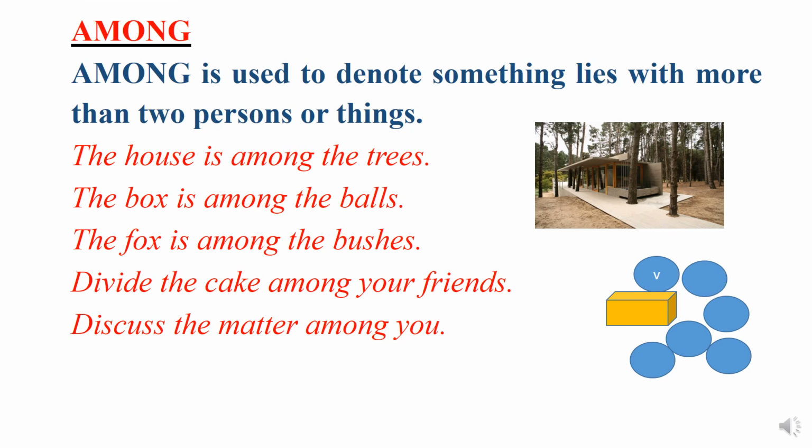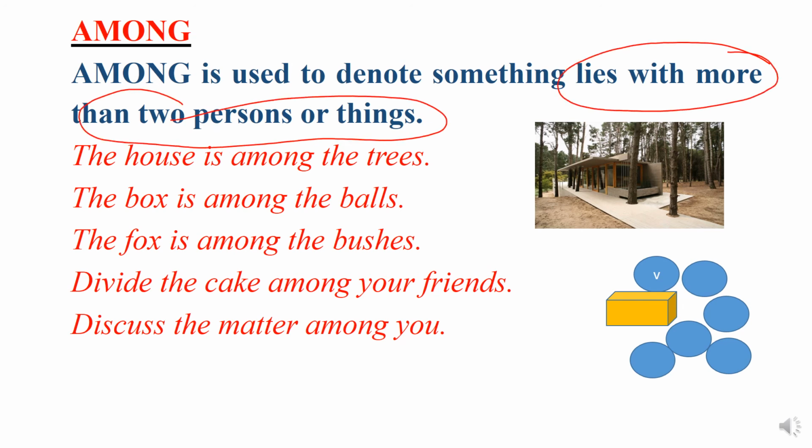Now among is used to denote something that lies with more than two persons or things. I'm not talking about lying in the middle or in the center, simply that it is in. It can be in the corner, in the center, on the edge, it can be anywhere, but it should be with more than two things.